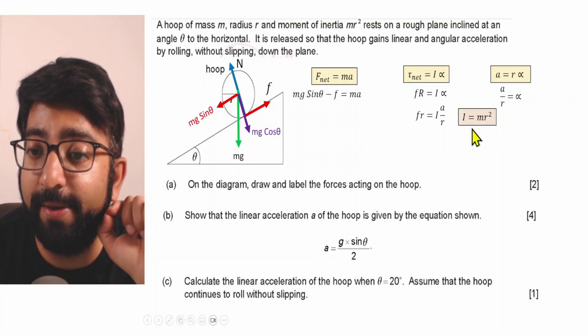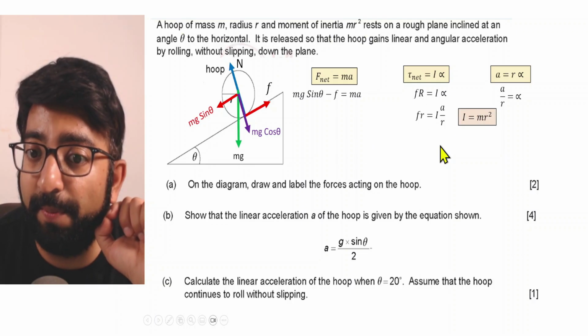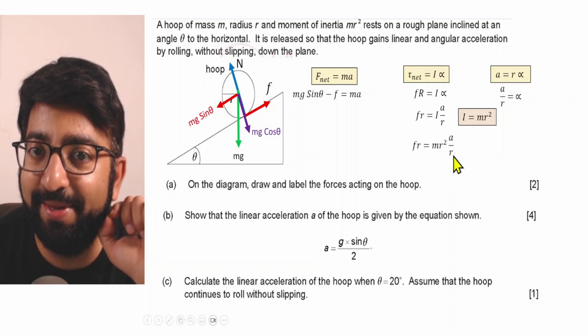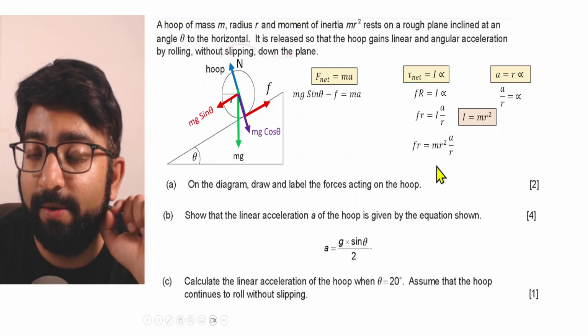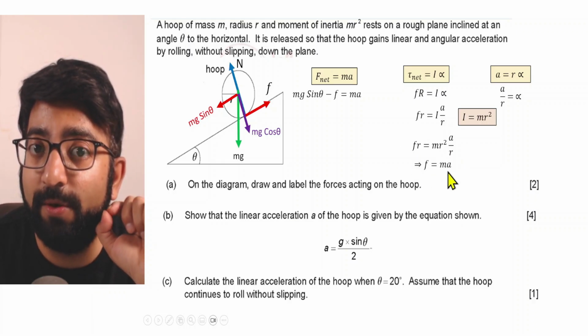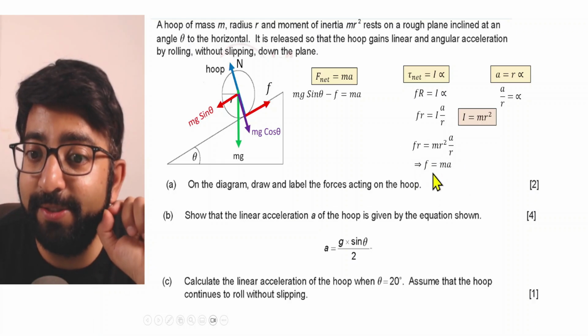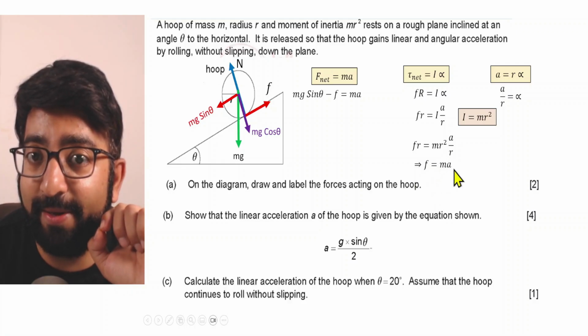So let's write down I is equal to mr square in this expression. So our expression becomes this. And now if you simplify this equation, all the r's will get cancelled out, and eventually we will just get F is equal to ma. So friction is the product of mass and the linear acceleration.